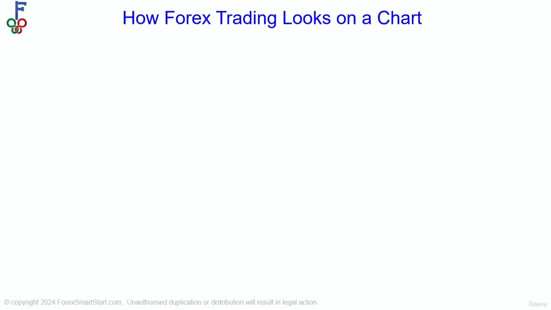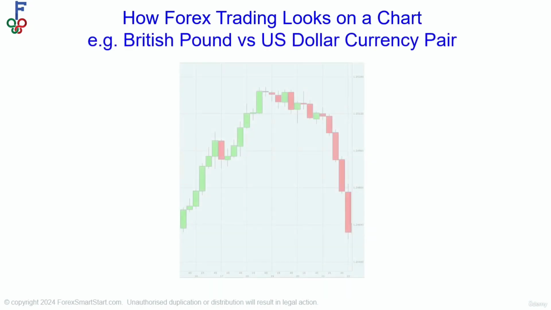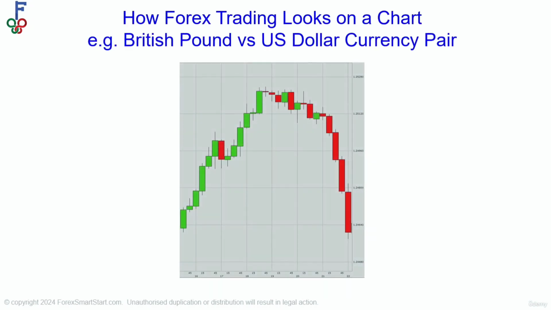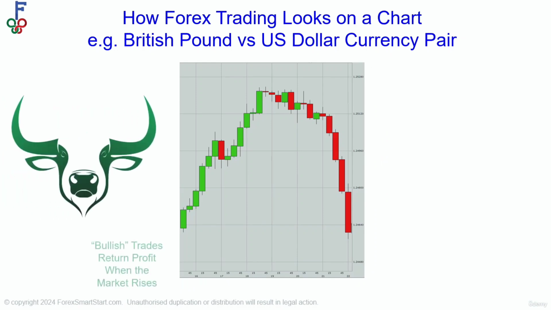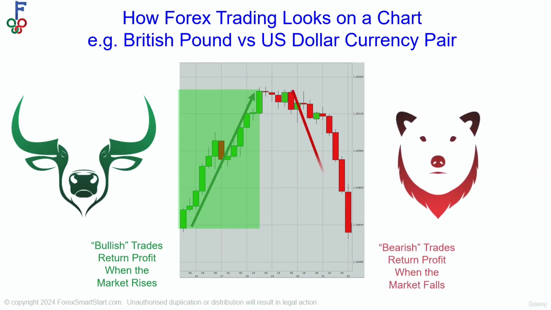How Forex trading looks on a chart. For example, the British pound versus a US dollar currency pair. Along the bottom, we have time. Along the side, we have price. In a bullish market, trades return profit when the market rises. In a bearish market, trades return profit when the market falls.